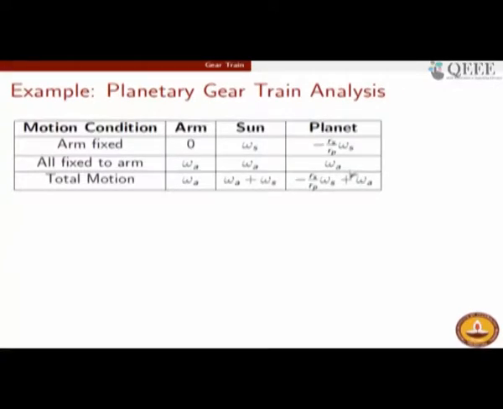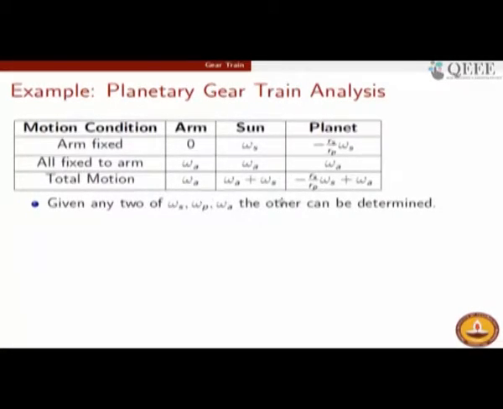The idea simply meaning that you superpose the motion of the arm with the motion of the components of the mechanism with respect to the arm, right? And therefore the total motion is going to be the sum of each of these two entries in a particular column. So the motion of the arm, therefore the total motion is omega a. The total motion of the sun is omega a plus omega s. The total motion of the planet is omega a plus omega s into minus rs by rp.